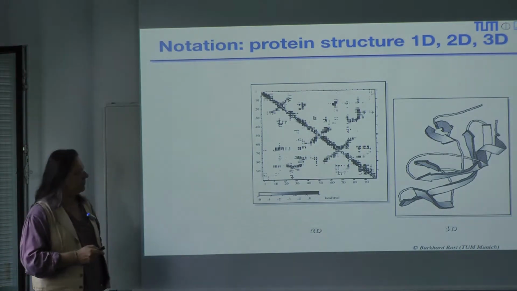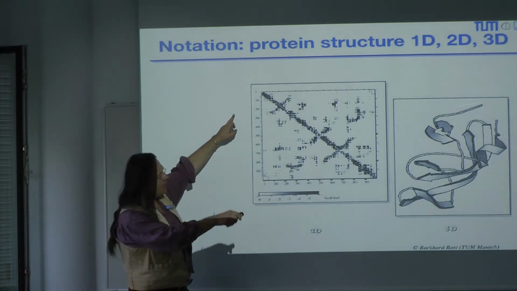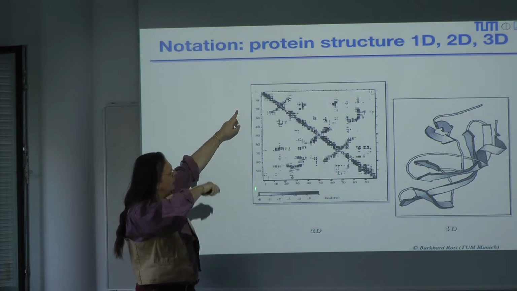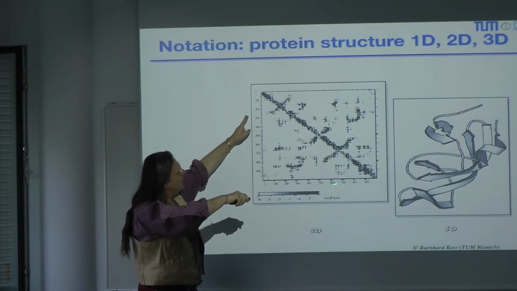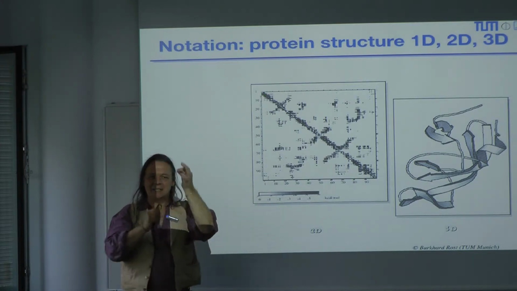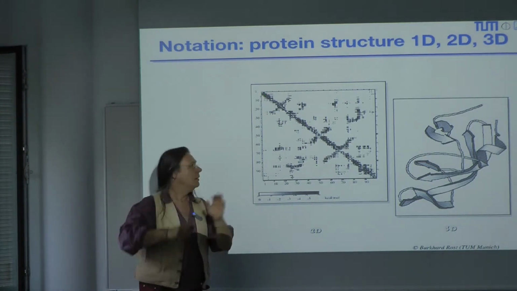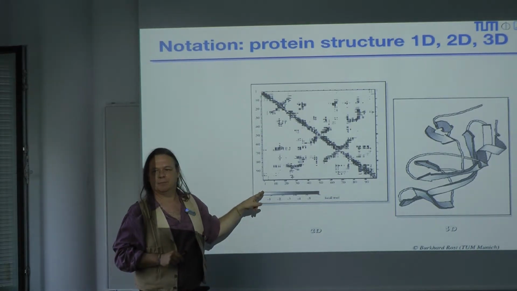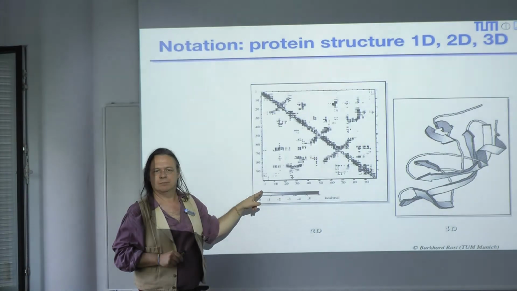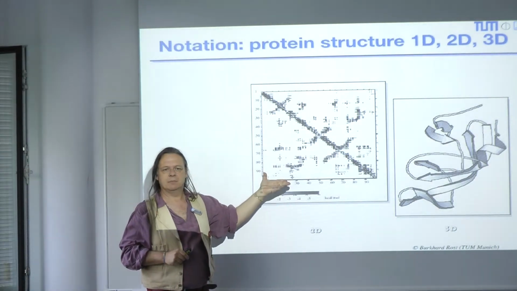Contact or distance maps. In the distance map, I take the same protein here, write residue 1 to 200, and do it again. For every single position, I ask this particular residue, how far is residue 1 from all the other 99? That's a distance map.